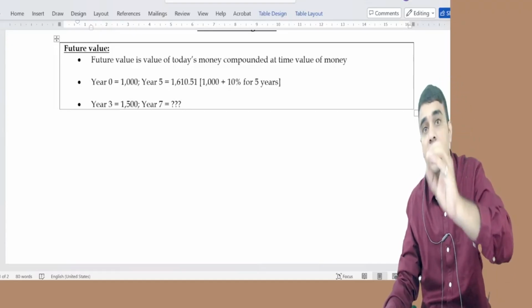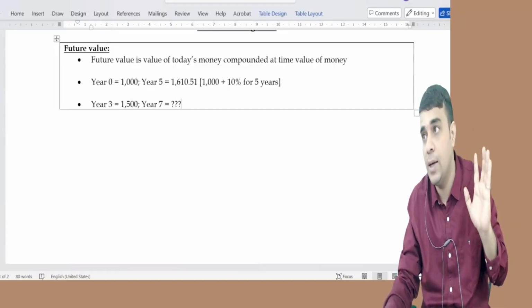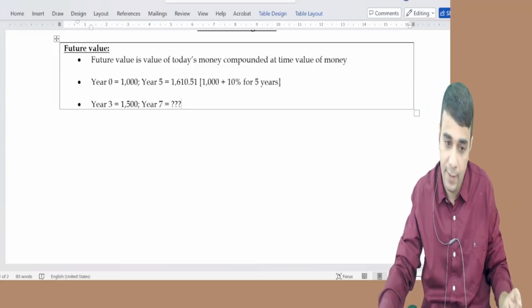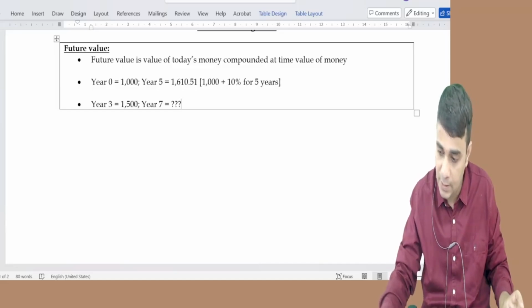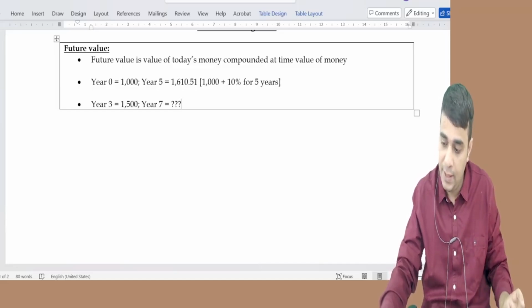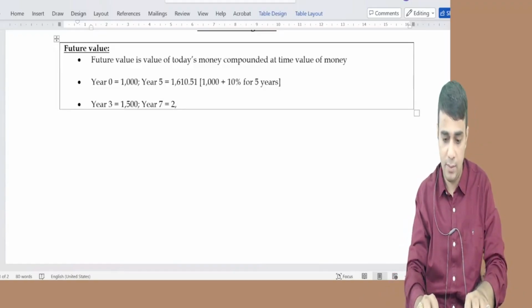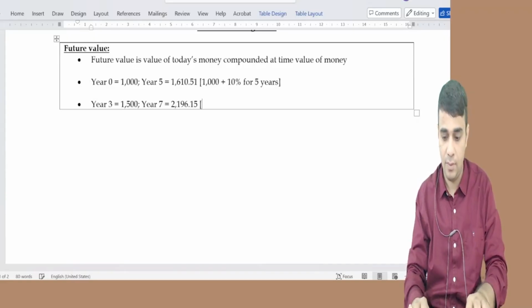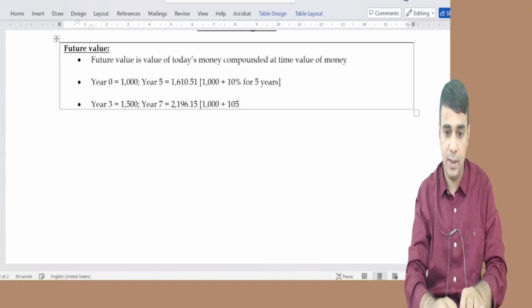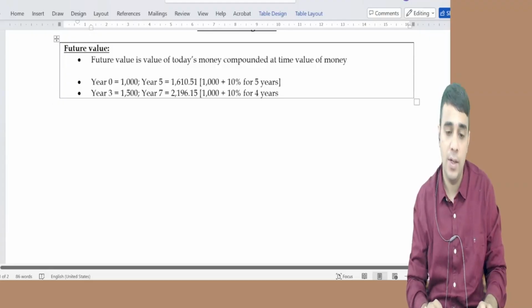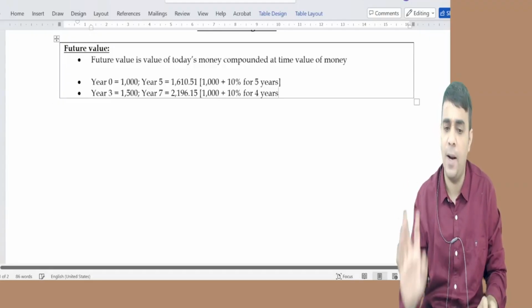The 1500 is the year 3 value. I want to take it to which year? Year 7. Add what? 10%, how many times? 4 times in the calculator. 1500, 10%, 10%, 10%, 10%. It is 1000 plus 10% for 4 years. How is this calculated, the formula and all? I'll come to that in some time.